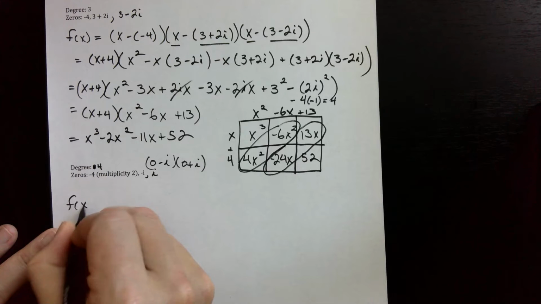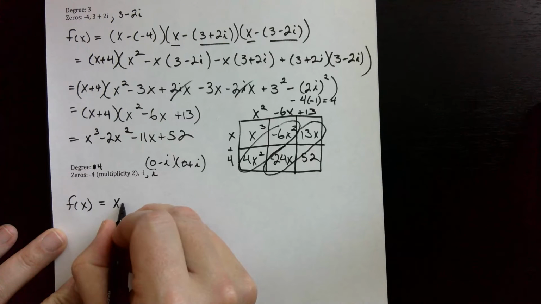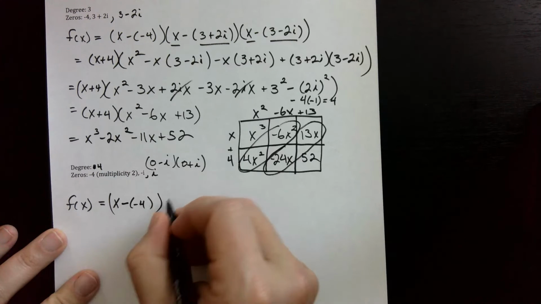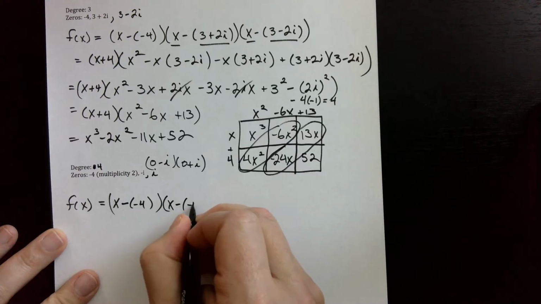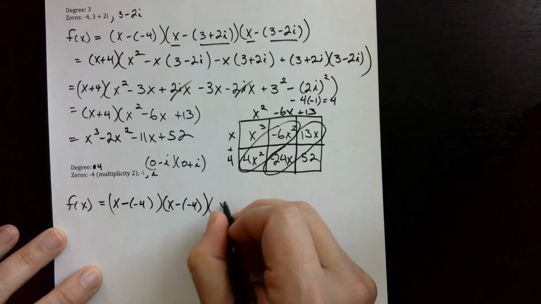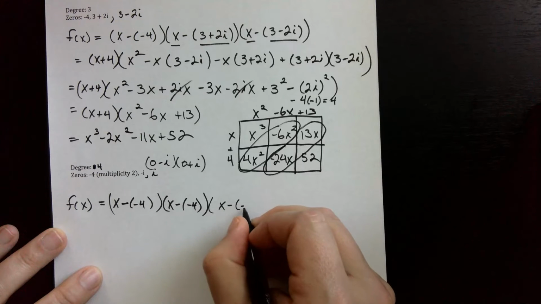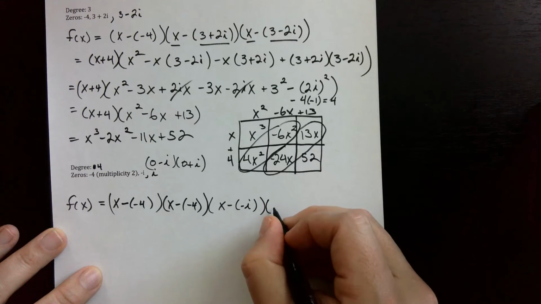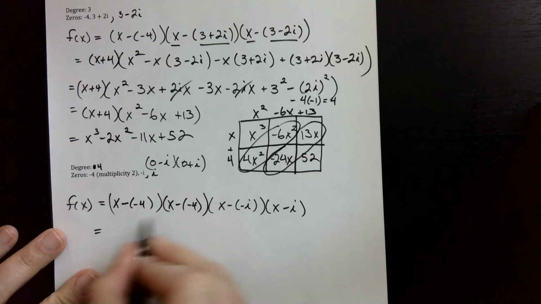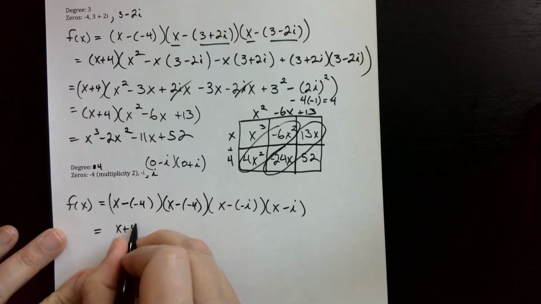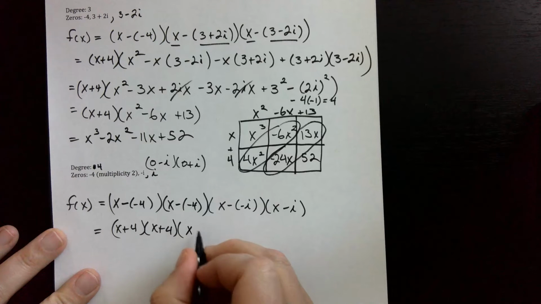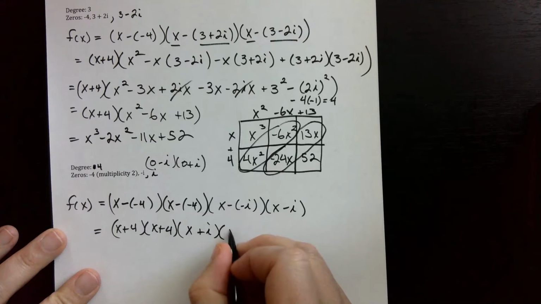So we have f of x is equal to x minus negative 4 and x minus negative 4, which is the same thing squared, and these will turn into plus, and then x minus negative i and x minus positive i. Let's write this as x plus 4 times x plus 4, and then this one would be x plus i, x minus i.